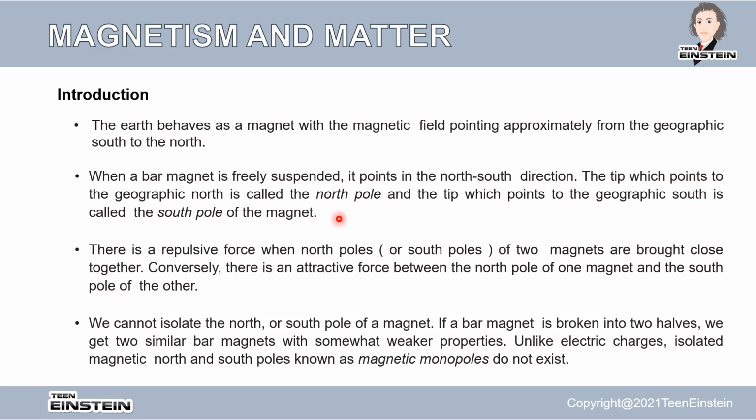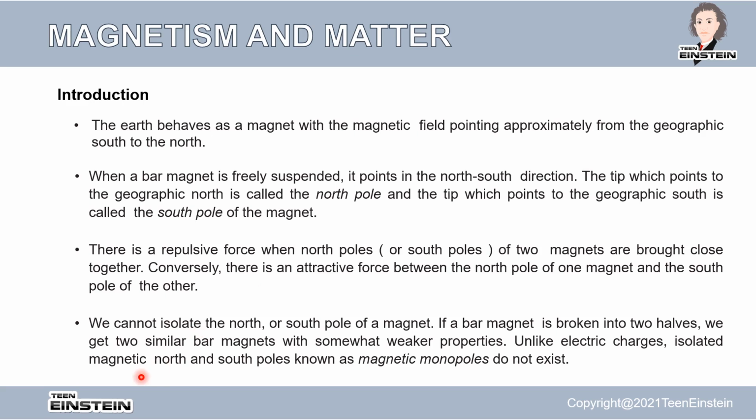So this is because the earth itself acts like a magnet. The tip which points to the geographic north is called the north pole, and the tip which points to the geographic south is called the south pole of the magnet. There is a repulsive force when the north poles or south poles of two magnets are brought close together. Conversely, there is an attractive force between the north pole of one magnet and the south pole of the other. So this we already know that north pole and south pole of two magnets get attracted, and the north pole of one magnet repels the north pole of the other magnet.